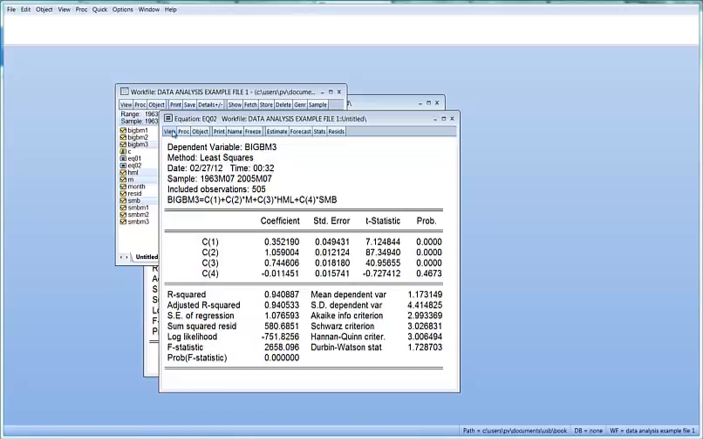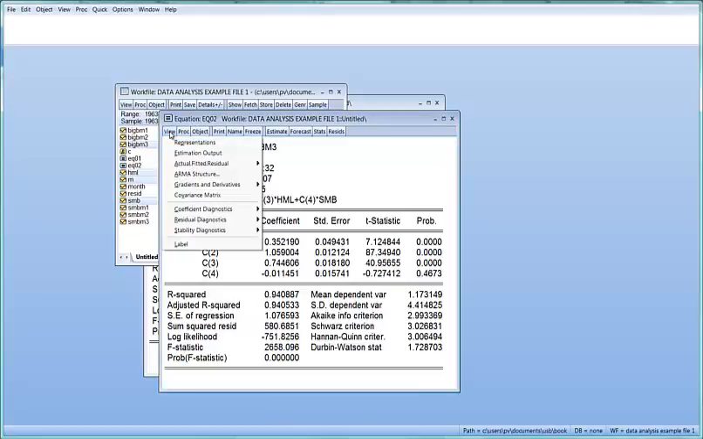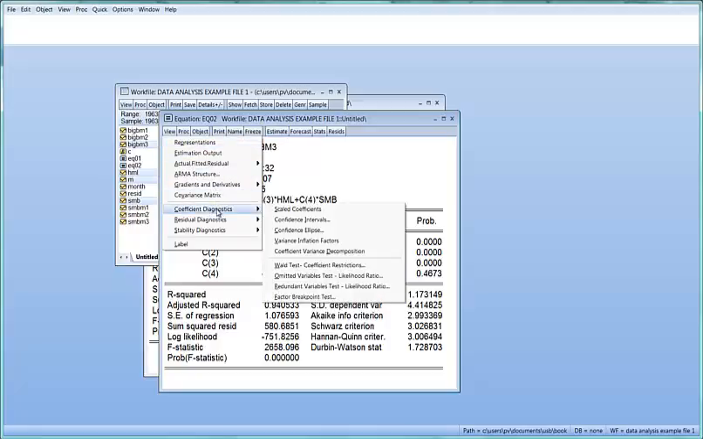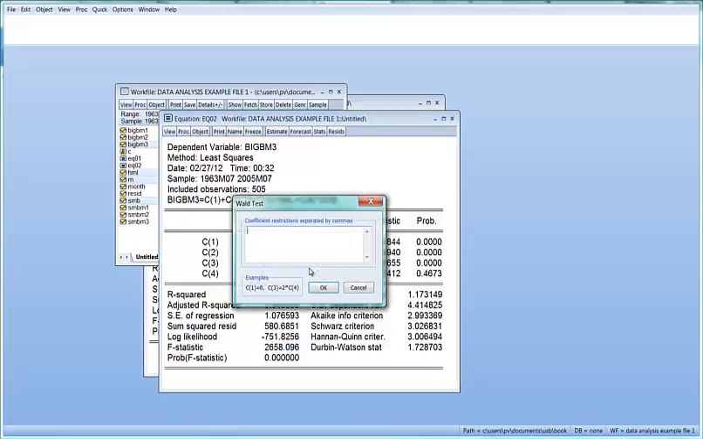To do this, we go to the equation window and then go to View. This is not the view from the workfile, this is the view from the equation. You'll get a different set of menu options below that. We go from View to Coefficient Diagnostics and then Wald Test, Coefficient Restrictions. Now the Wald test is a more generalized version of the F-test.